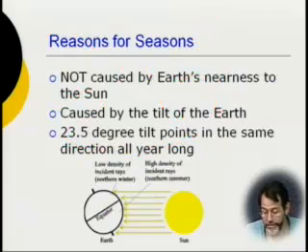That does cause a slight effect, but the main reason for seasons is the tilt of the Earth. It turns out that here in the northern hemisphere, the Earth is closest to the sun in January, which is winter time. And it's furthest from the sun six months from then, which is in June or July.